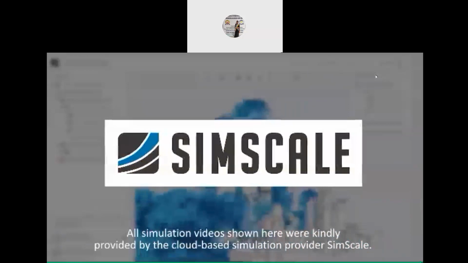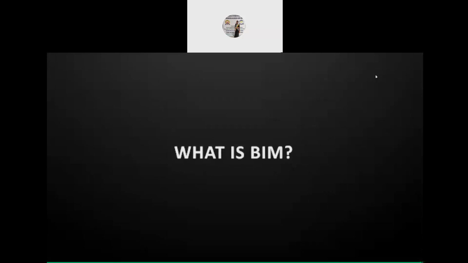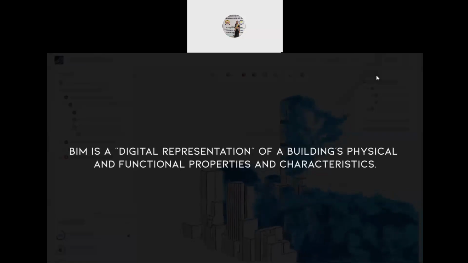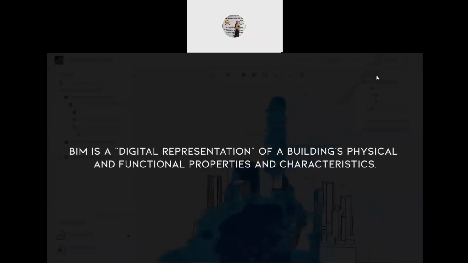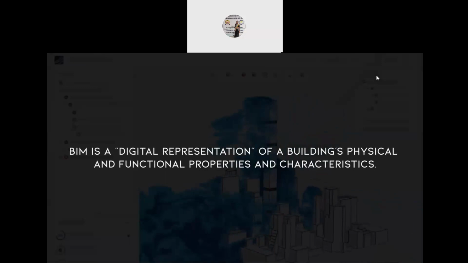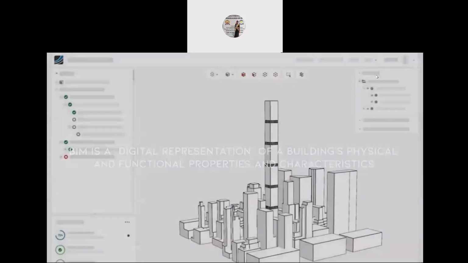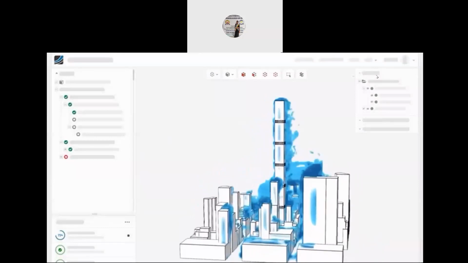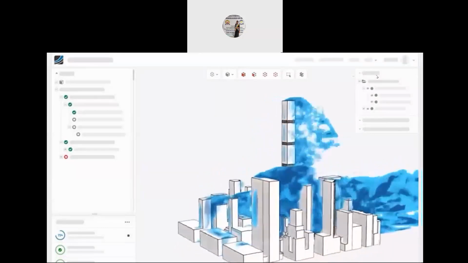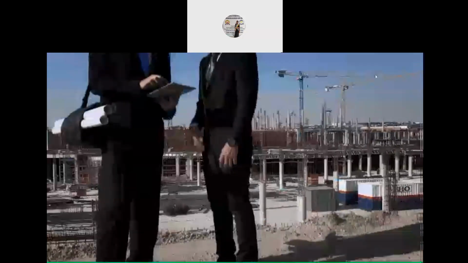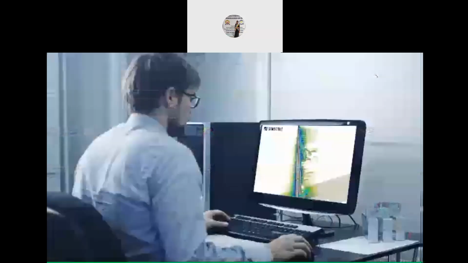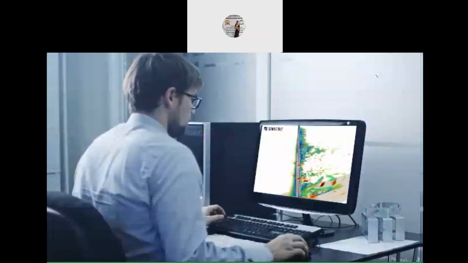Let's start with the basics. What exactly is building information modeling, or BIM? In simple terms, BIM is a digital representation of a building's physical and functional properties and characteristics. BIM goes further than just the building's physical appearance and includes information about every component that goes into a project. This helps the designer, whether it's an architect, engineer, or construction professional, to create and design more effectively when compared to other tools on the market today.